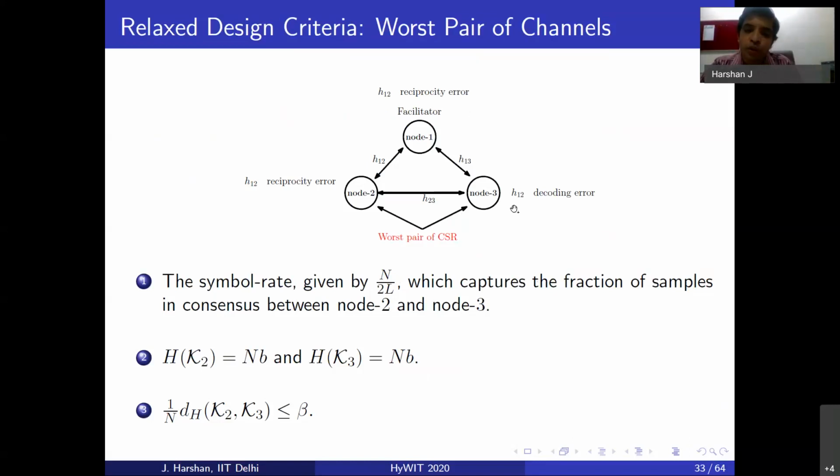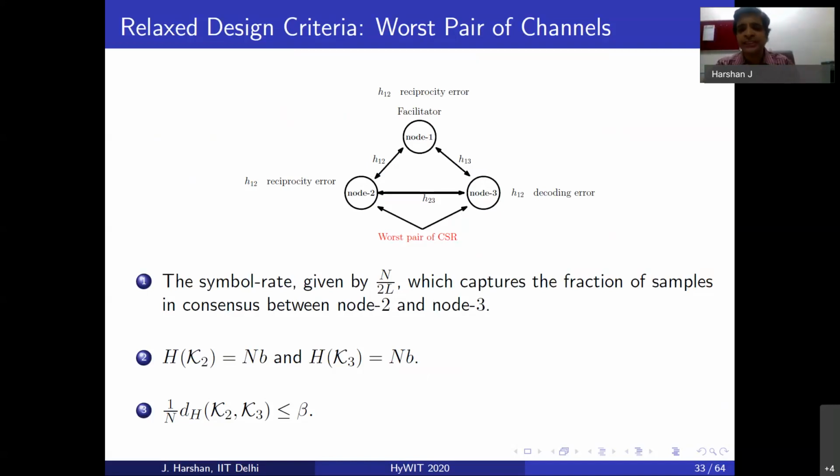We are going to focus only on the worst pair, which is the CSR sample at node 2 and node 3. Why am I calling them the worst pair? If you see the relative noise between these 2 nodes, it's actually the cumulative effect of the reciprocal noise which occurs in this link. And when it then gets forwarded to node 3, this is the decoding error, right? So in some sense, it's a cascaded effect of the decoding error as well as the estimation error that would be the relative noise between the 2.